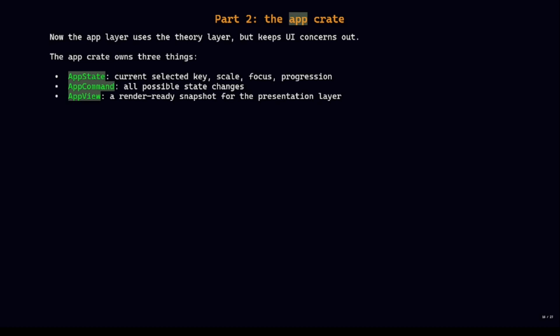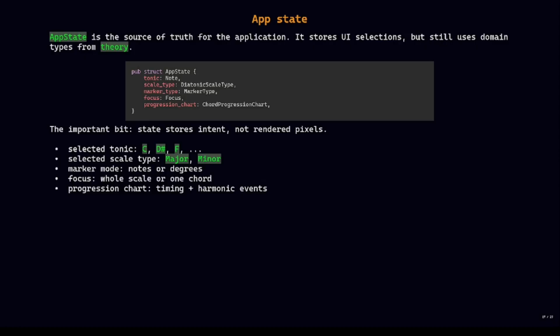App has three things. It has a state, it has a list of commands that you can give to the app that mutates the state, and it has a view function that returns an app view, which is just a presentation layer that any infrastructure or presentation layer takes and shows it to the user. The app state itself is pretty simple. This is the information you need for the app.